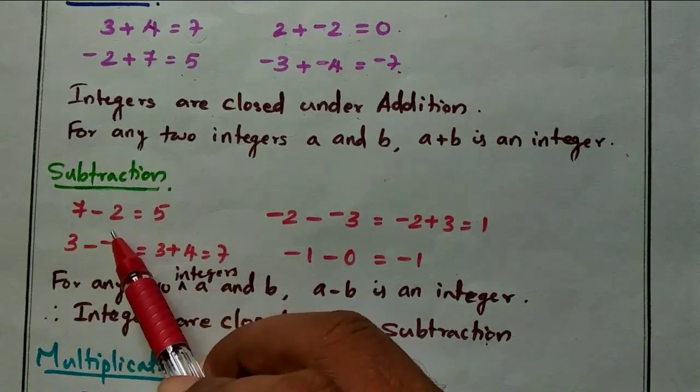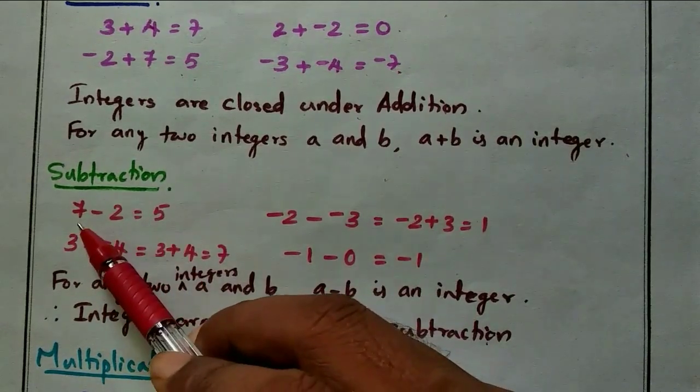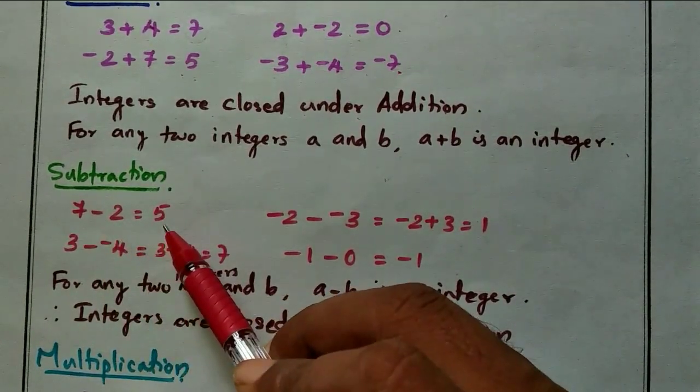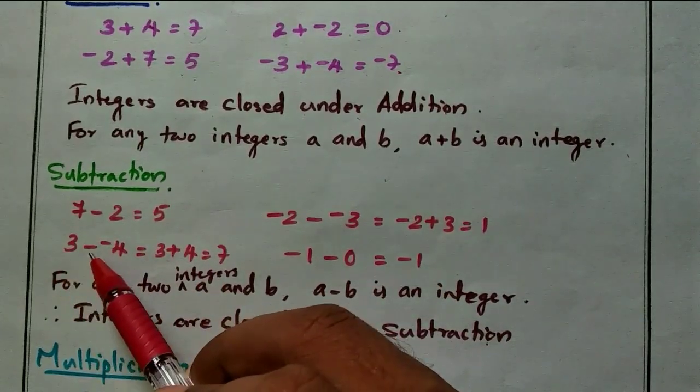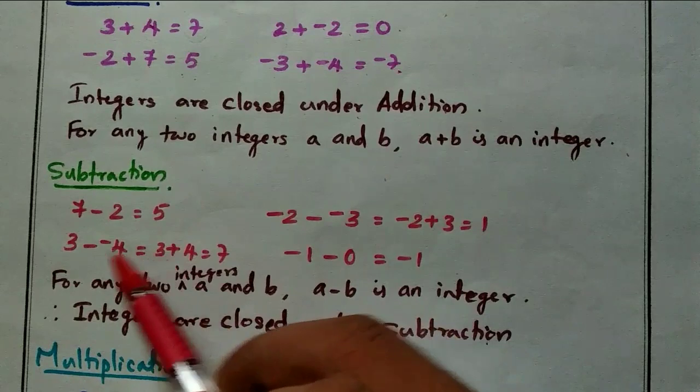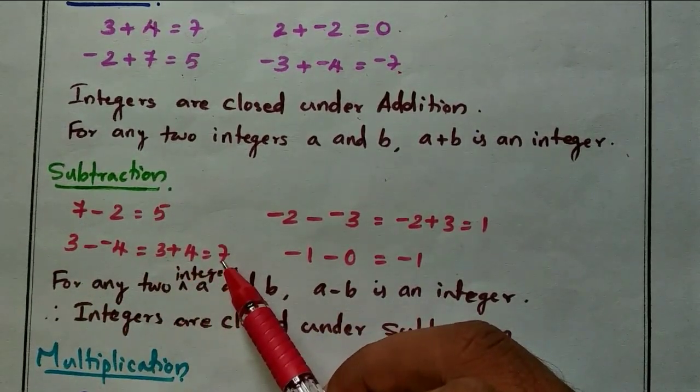Then in the case of subtraction, what happened? Take 7 and 2. 7 minus 2 is equal to what? 5. 7 integer, 2 integer and 5 is also an integer. And 3 and minus 4. 3 minus minus 4 is equal to 3 plus 4. Correct? 3 plus 4 is equal to what? 7. It is again an integer.